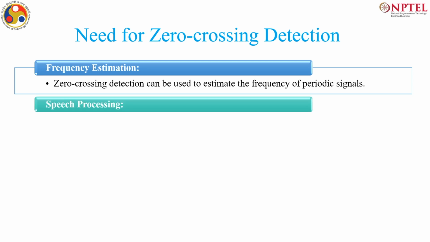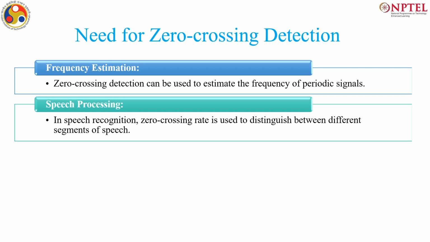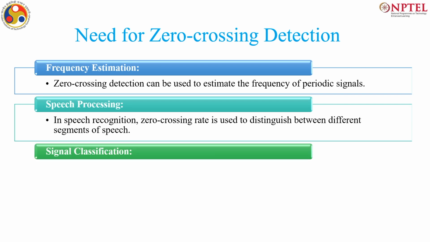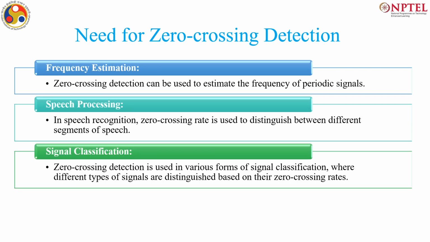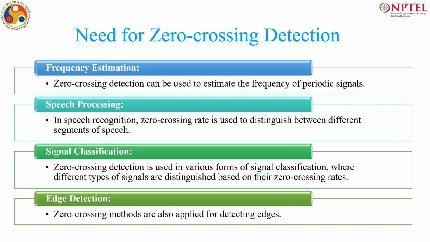In speech processing, zero crossing detection is of paramount use. It is often used to distinguish different segments of a speech signal. Signal classification is another application where zero crossing detection is used to classify various forms of signals. Then edge detection. This is also a very important application of zero crossing detection, specifically in image processing, where edges are found using the concepts of zero crossings.